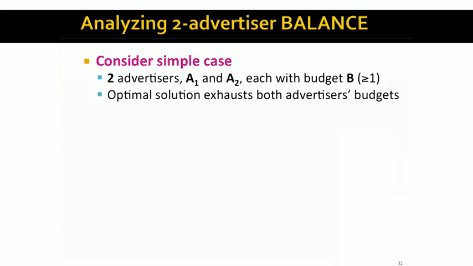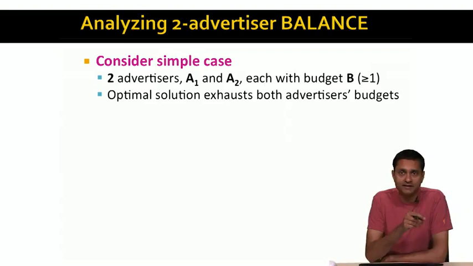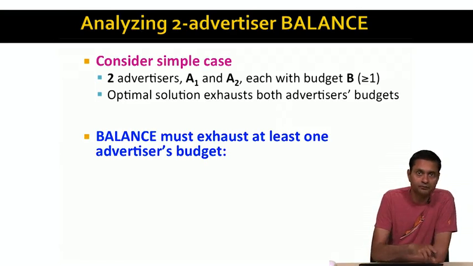Let's consider a very simple scenario where there are 2 advertisers, A1 and A2, both with budget B. And let's assume that the optimal solution exhausts both advertisers' budgets. In other words, the optimal solution has revenue 2B because it allocates a B amount of budget from A1 and a B amount of budget from A2.